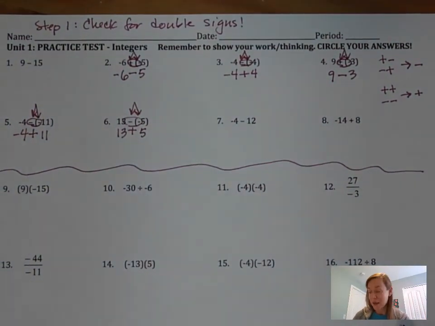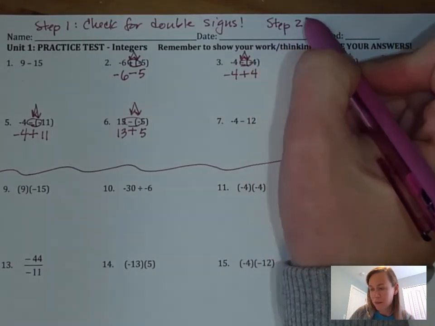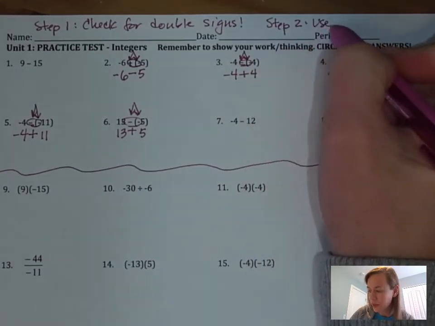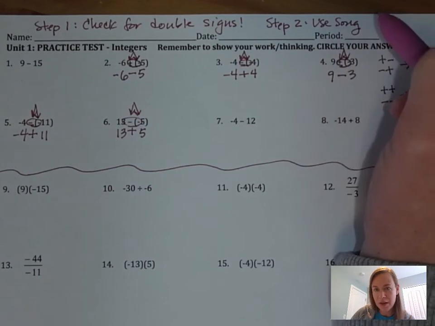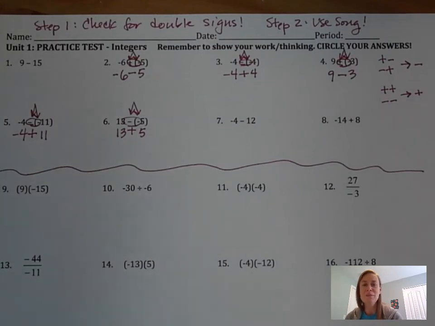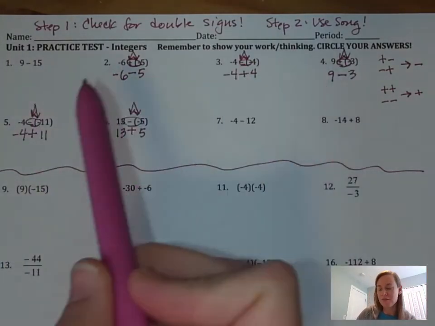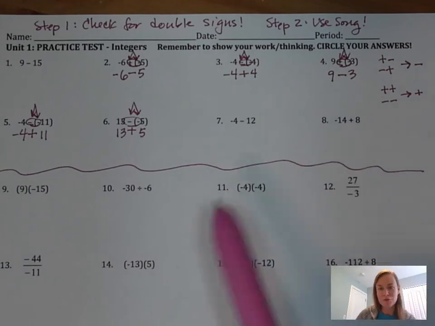Okay, step 2. It is time for step 2. Step 2 is to use the song. And hopefully you remember the song. Let's just go ahead and repeat it together to make sure we all remember the words. So that same signs add and keep, different signs subtract. Keep the sign of the larger number, then you'll be exact. So now we're going to go back and use the song for every single one of these 8. And then we'll be done with this video.